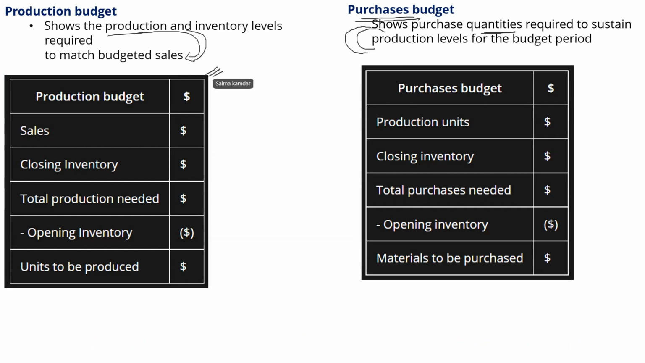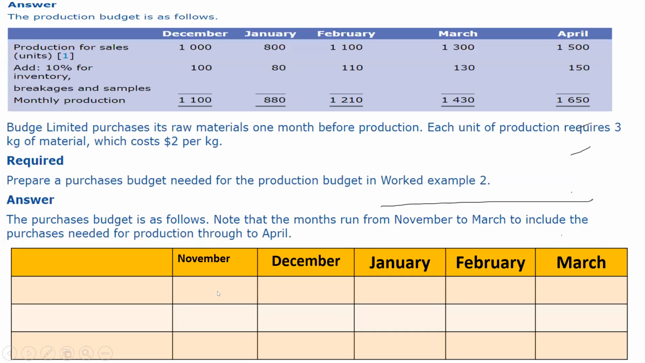How do you prepare the purchase budget? Production units plus closing inventory minus opening inventory. Total purchase needed minus opening material inventory, you will get the material that is required to be purchased. Now you have this question. Your production budget is given to you and you have to prepare your purchase budget. Try it.